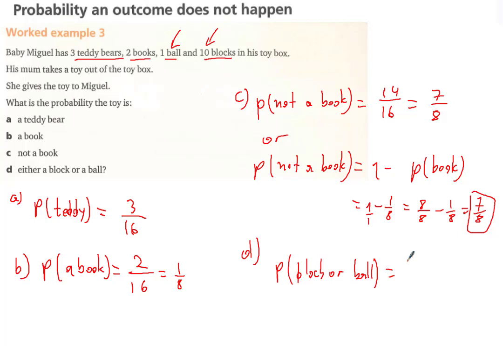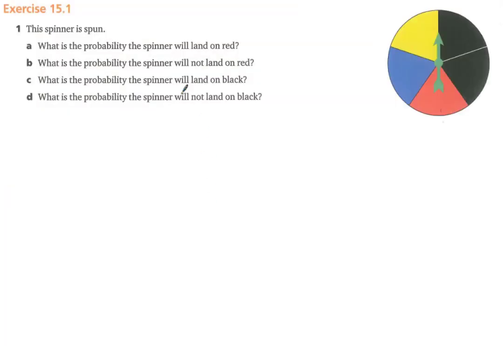Ball is 1 ball plus 10 blocks over 16, which means 11 over 16. Let's go to the next exercise. From exercise 15.1, this is exercise 1.